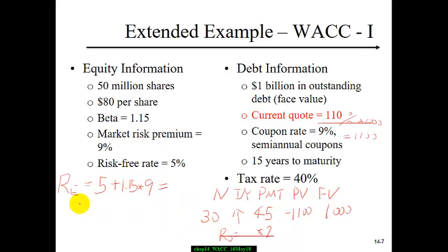Next, let's figure out the capital structure weights. The equity market value is 50 million shares multiplied by $80 per share. So we have $4 billion. How about debt? For debt, we have $1 billion in book value. The price quote, market value, is 110%. So the debt market value is $1 billion multiplied by 110%. We got $1.1 billion. Almost there, right? So we can now get the proportion, the weight of equity and the weight of debt.